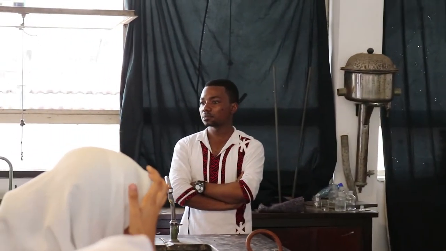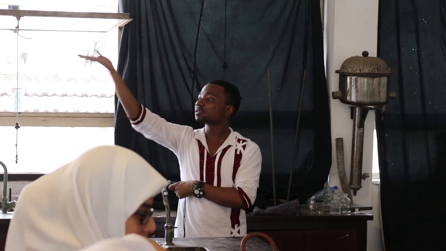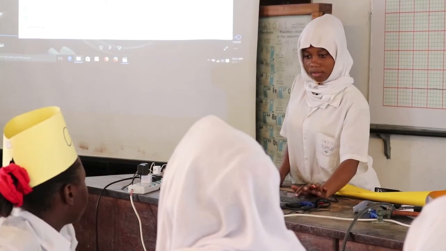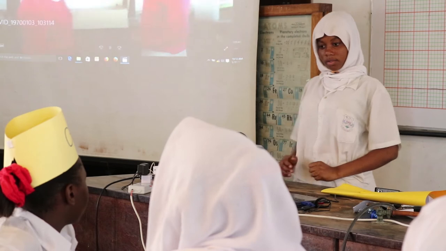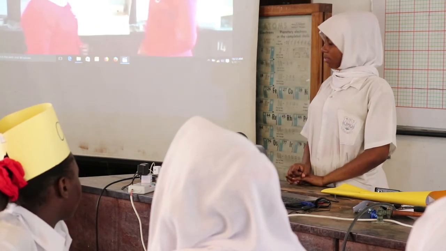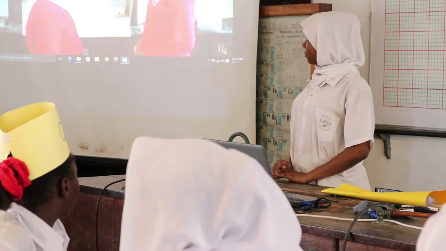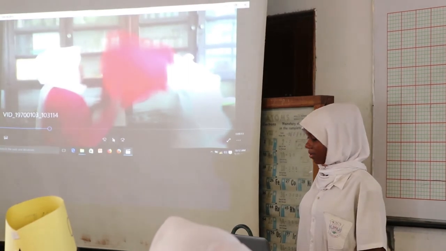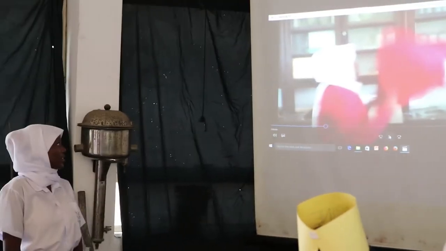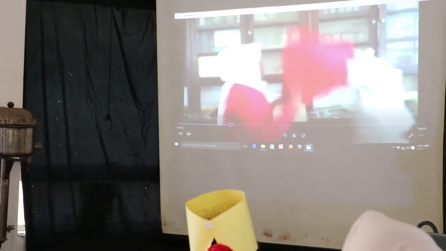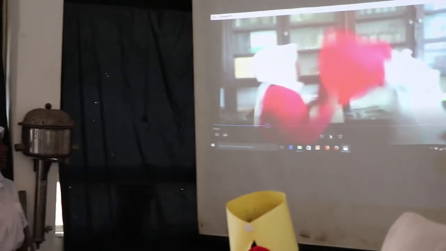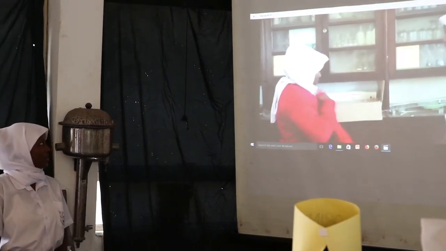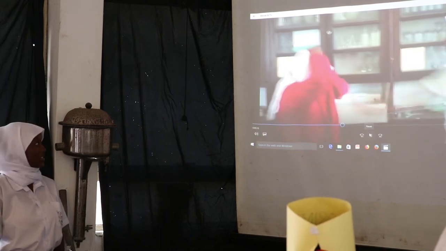We have the... Yes, the last group. So here we have the one who has 7 sweaters is unstable, and the one with 1 sweater is unstable too. So the one with 1 sweater is transferring the 1 sweater to the one with 7 sweaters in order to be stable, in order to form an ionic bond.